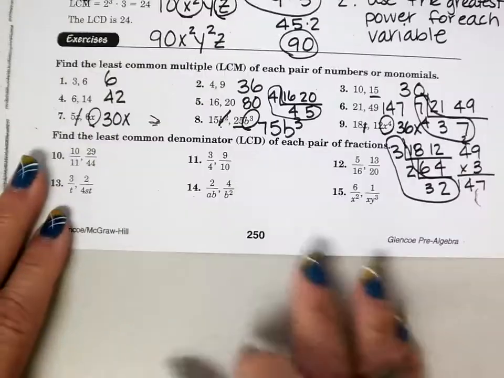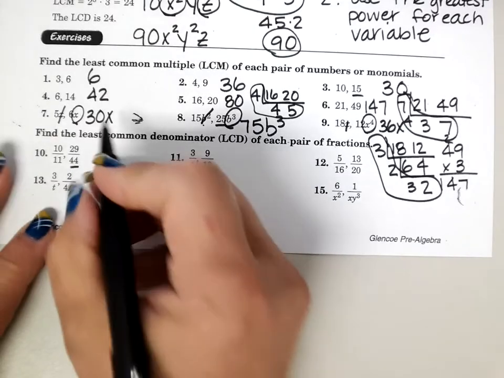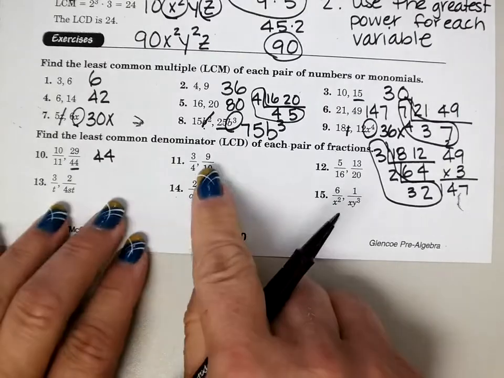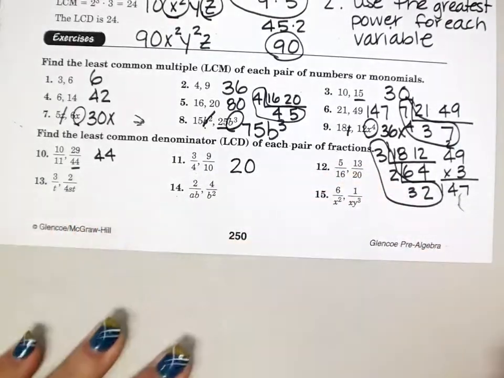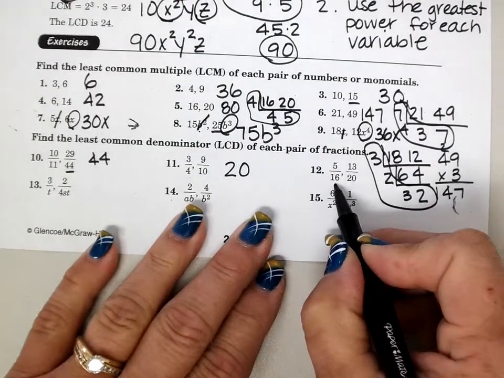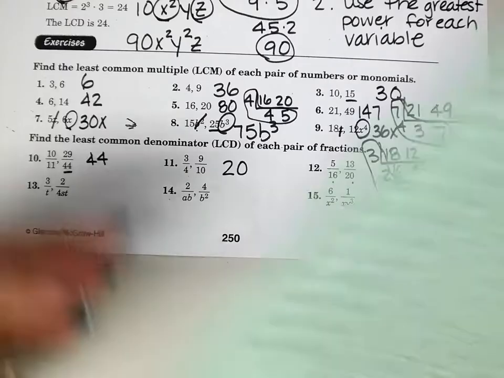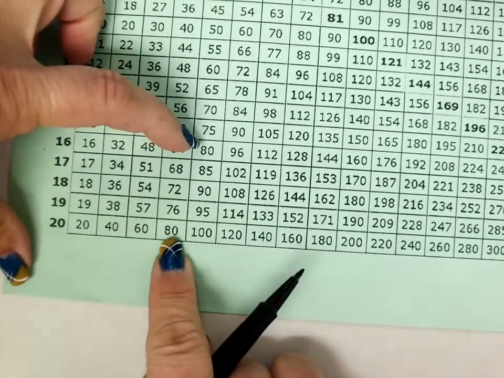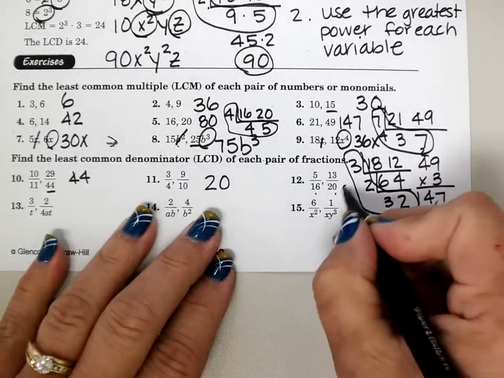Least common denominator, I want to just do the bottom numbers. So with 44, I count by 44. 44 is first. 11 goes into 44. Count by 10s. 10, no. 20, yes. 4 goes into 20. 16 and 20 we just did. Count by 20s. You can also look here and go across. Oh, there it is. 80. So that one is 80.